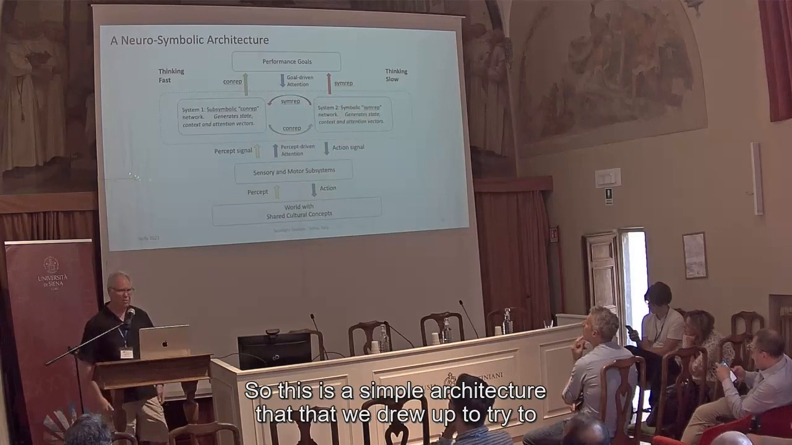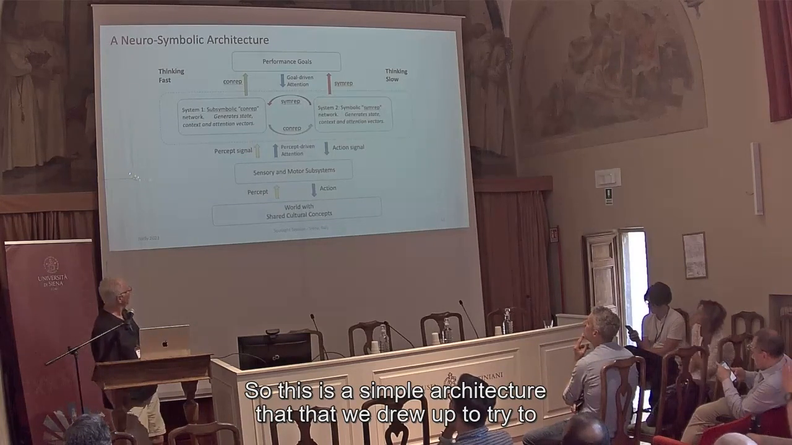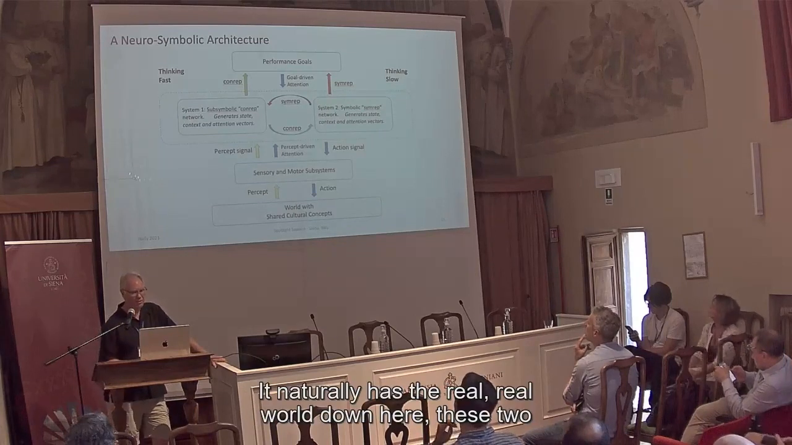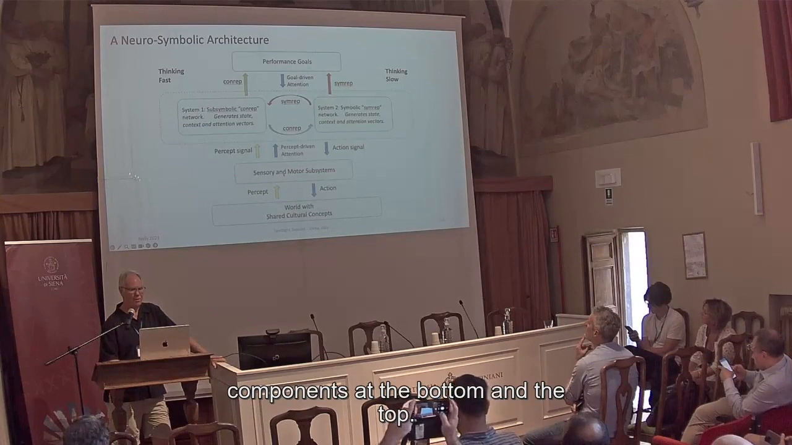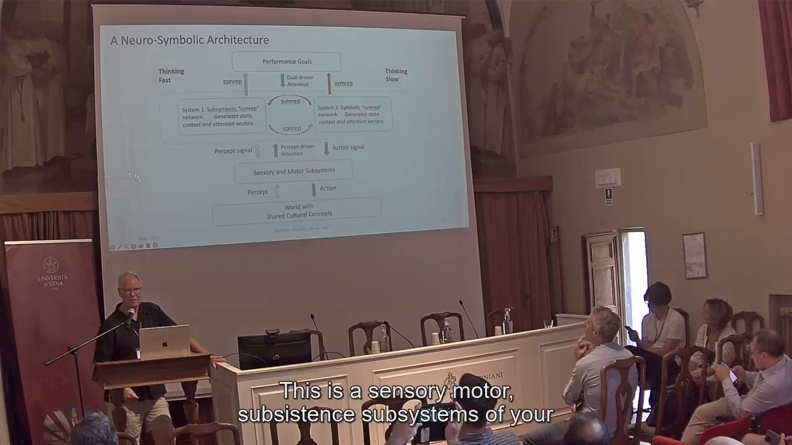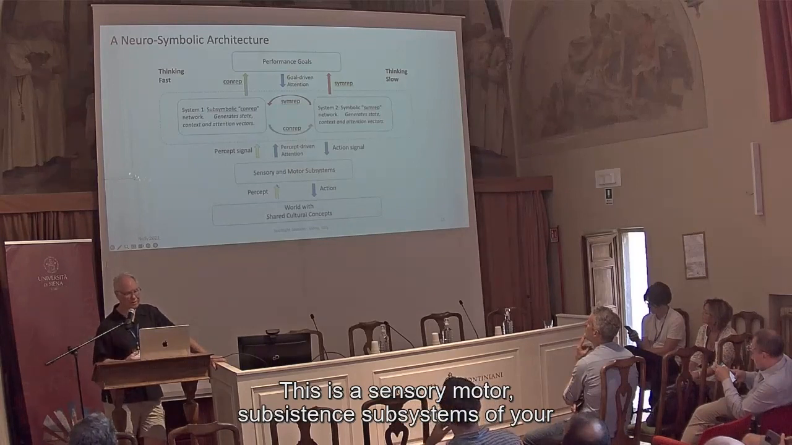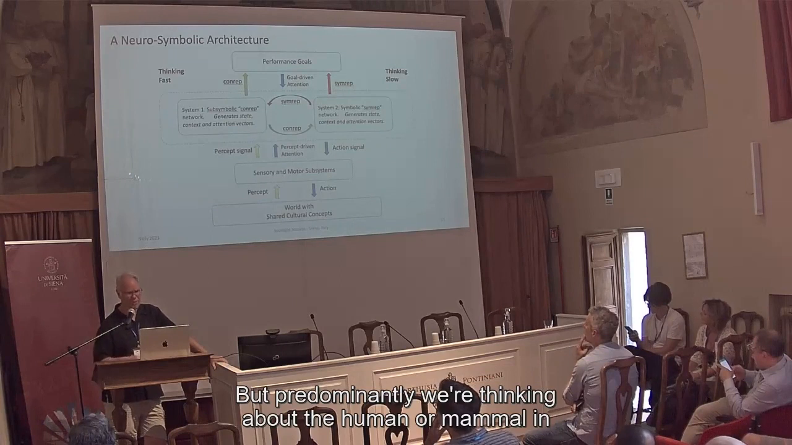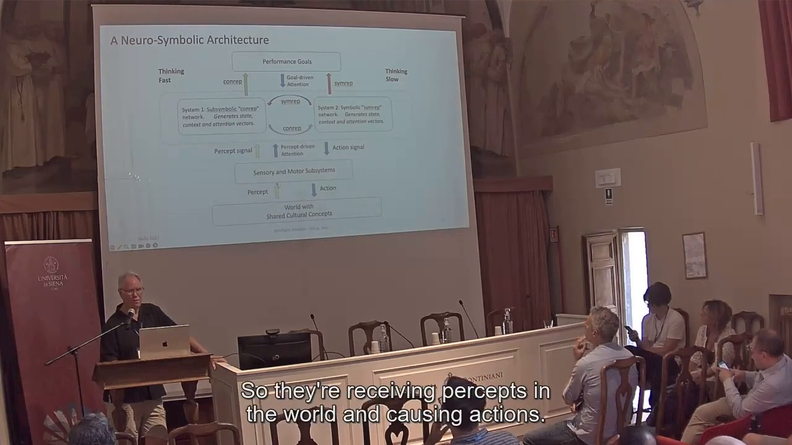So this is a simple architecture that we drew up to try to make sense of what we were saying. It naturally has the real world down here. These two components at the bottom and the top are certainly important. This is a sensory motor subsystem of the nervous system of an agent, but predominantly we're thinking about the human or mammal in this case. So they're receiving percepts from the world and causing actions.